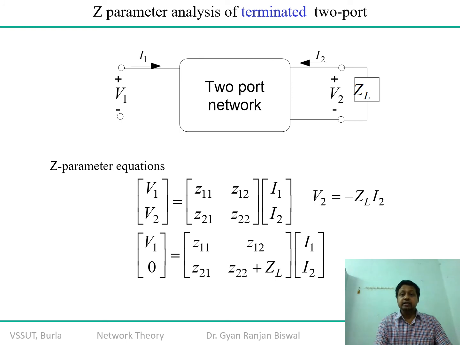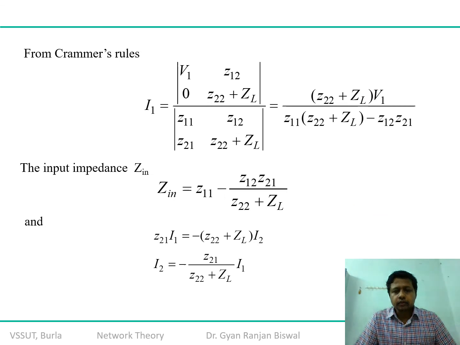If you add this additional quantity to the standard equation, the modified equation can be represented as shown at the bottom, because then the V2 will be merged over here. So now you are getting V1, 0, Z11, Z12, Z21, Z22 plus ZL, I1 and I2. Similarly, you can calculate the input impedance in terms of Z11 by substituting from that particular equation, and you can get this standard value.